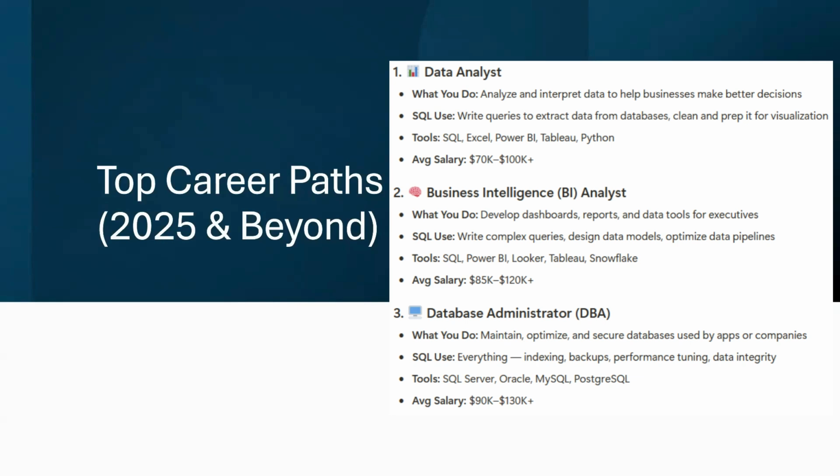Next, we have business intelligence analysts, BI analysts. What they do is develop dashboards, reports, and data tools for executives. Their average salary is going to start them off at 85K and it's going to go all the way up well within the six-figure realm. We have database administrator, DBA. They maintain, optimize, and secure databases used by apps or companies. Their average salary is going to start them off at 90K and can go past 130K a year.